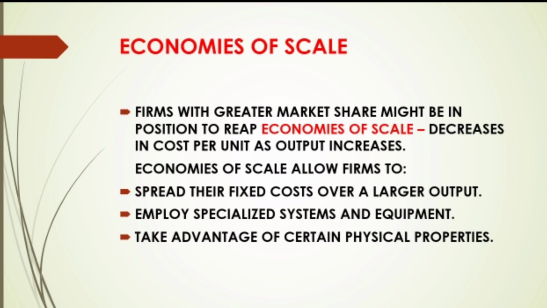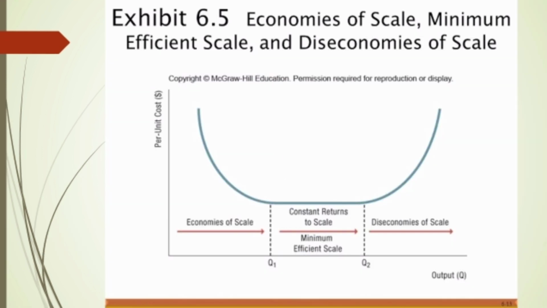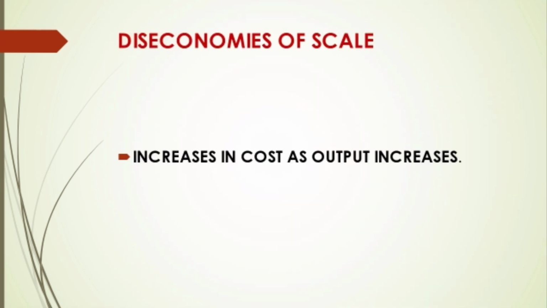Next is to take advantage of certain physical properties, like big box stores that can stock more merchandise and handle inventory efficiently. So this is the graph of economies of scale, minimum efficient scale, and these economies of scale. The U-shaped function drawn tangent to the various short-run cost curves represents the long-run average cost curve and illustrates the concept of economies of scale. An important point of the graph is that the long-run average cost curve is U-shaped because of the phenomenon known as economies of scale. Next is diseconomies of scale.